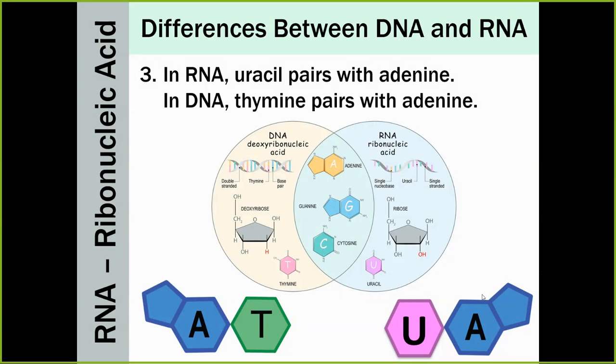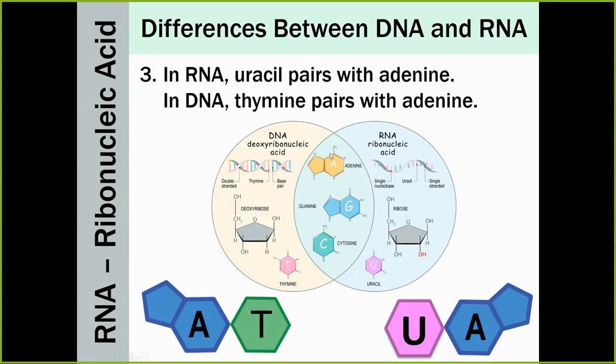I want you to take a look at this Venn diagram. We have DNA over here on one side. We see that it is double-stranded. We see that it has deoxyribose. We see that it has thymine. Those are all unique to DNA. Over here on the RNA side, we have a single strand. We have ribose as a sugar. We have uracil as a unique nitrogen base.